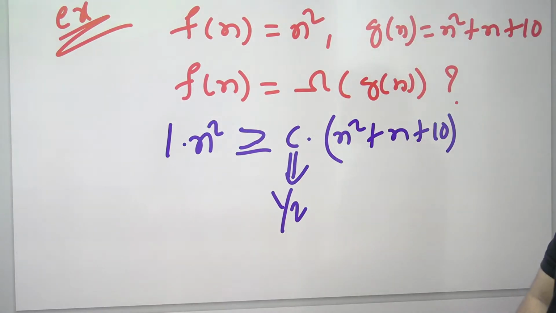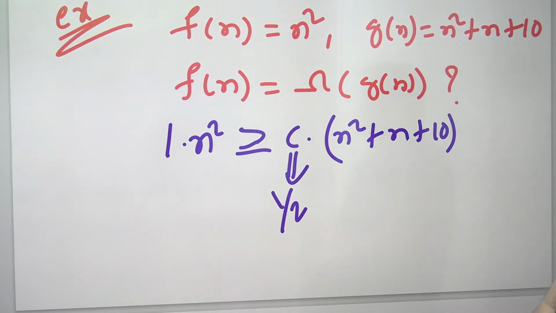If you see, the left side is full n square, but the right side is half n square. If n value is 1 lakh, n square becomes 1 lakh on the left, but on the right side, 1 lakh by 2 is 50,000. There is a big difference. Left side is full n square, right side is half n square.